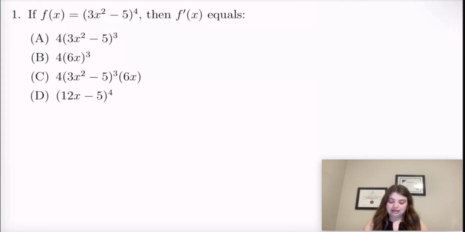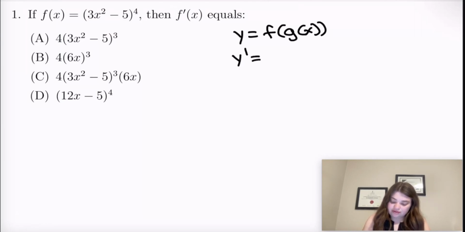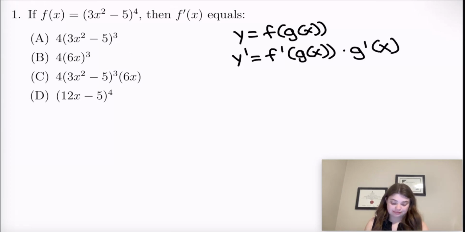The chain rule says that if we have a function y is equal to f of g of x, then the derivative of that function is equal to f prime of g of x times g prime of x. All right, so for each of these, I'm first going to identify what our f and g are. Okay, so let's go ahead and do that.